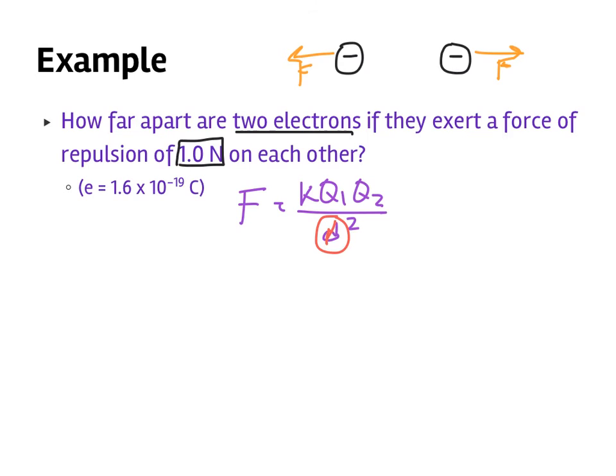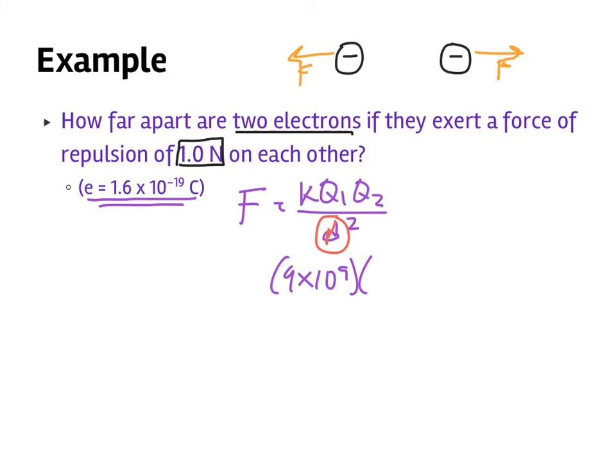All right, so we know K is 9 times 10 to the 9th. All right? So I can punch that in. Q1 and Q2, if we're talking about 2 electrons, what is the charge on those 2 electrons? Well, there's a reason why we talked about that. Charge is all based on electrons, because it talks about the lack or excess of electrons.